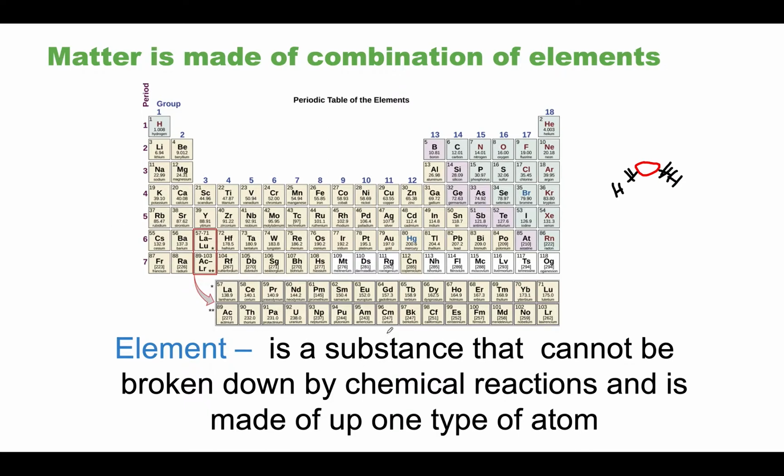And you may have seen the periodic table of elements before. All the different elements in nature have been organized into a table based on their different properties. Now, elements themselves are made of one type of atom. So the element of hydrogen is made of hydrogen atoms, the element of lithium is made of lithium atoms, and so on and so forth.